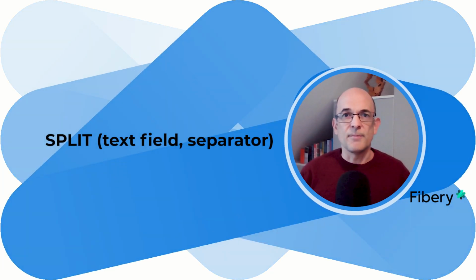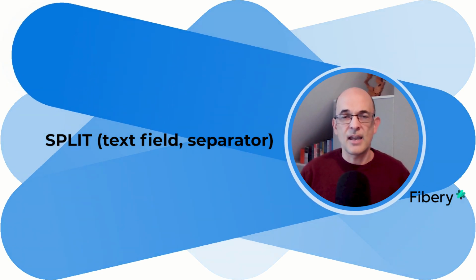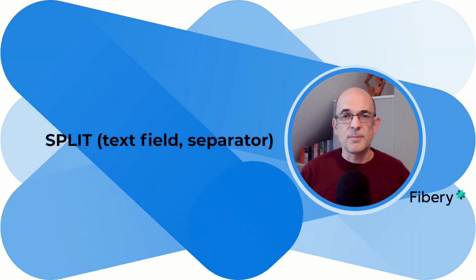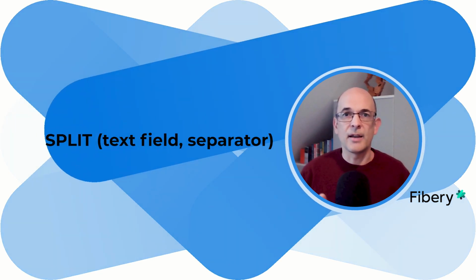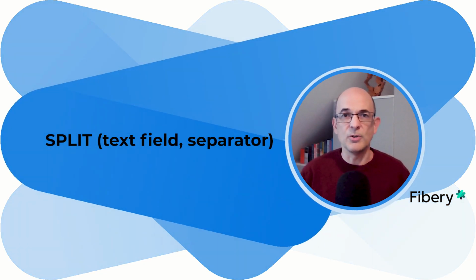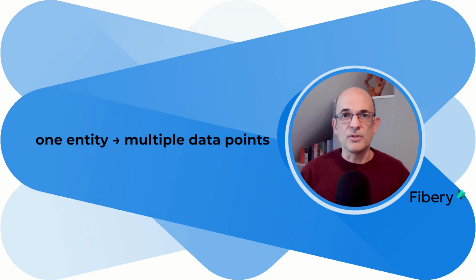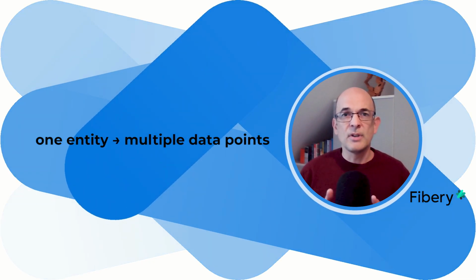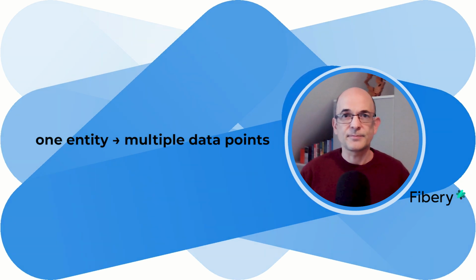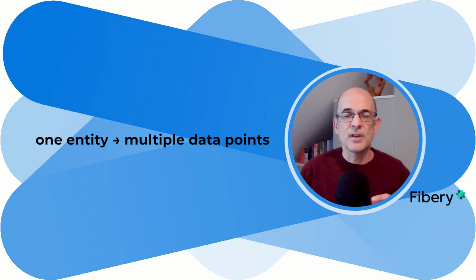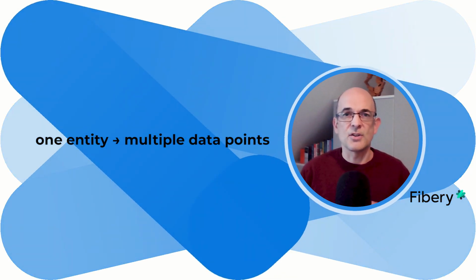So what's the split function? The split function is a function that takes a text string and splits it according to a delimiter, like a comma or a pipe or a semicolon or whatever you choose. And as a result, it creates multiple entries, multiple data points for each entity. I'll show you an example of how this works, putting aside the context of transactions for the time being.